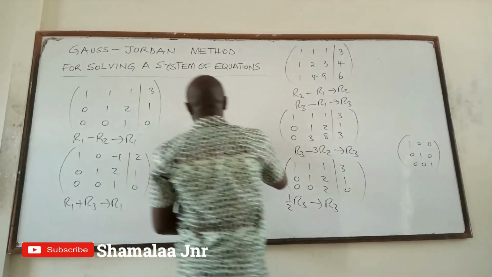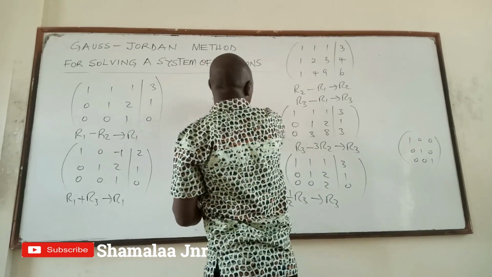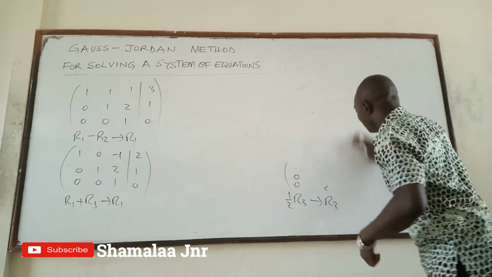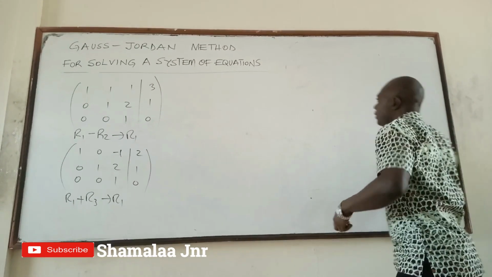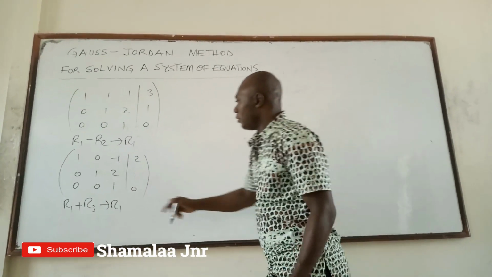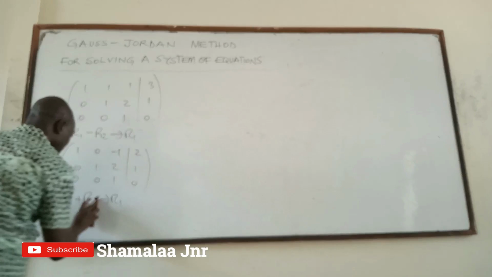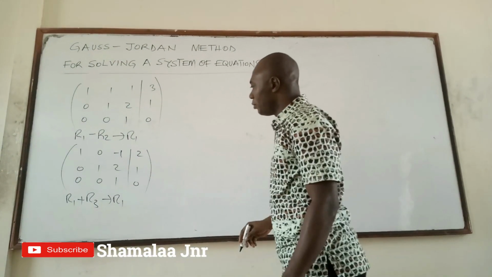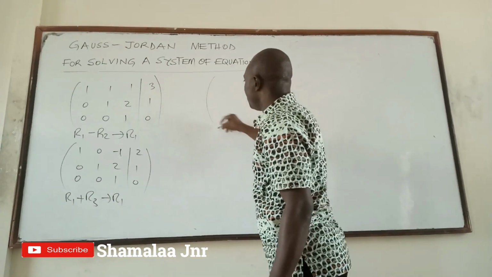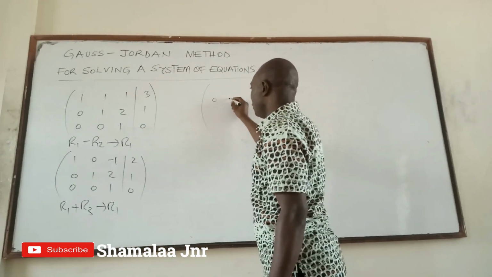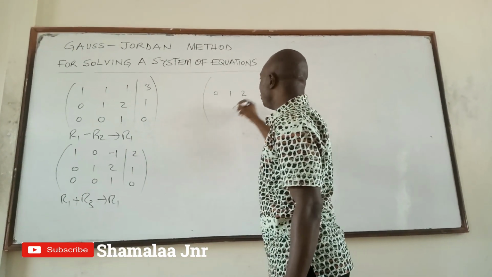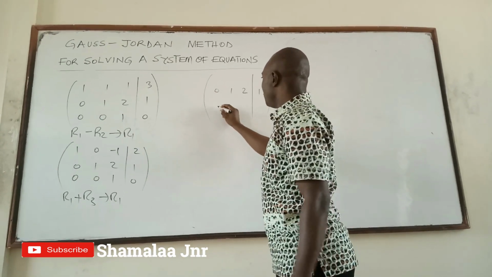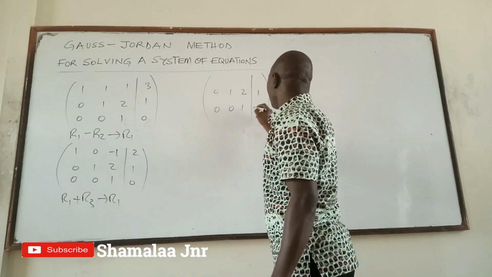Let me continue from this side. If you have already written this, let me just do this one and continue from here. So row 1 plus row 3, and we are putting it at row 1. So let me repeat. 0, 1, 2, that's row 2. I'm writing the numbers in row 2. And then this is 0, 0, 1, 0.